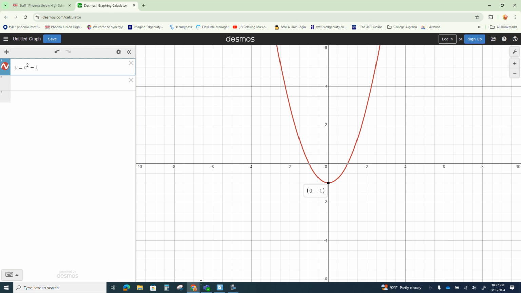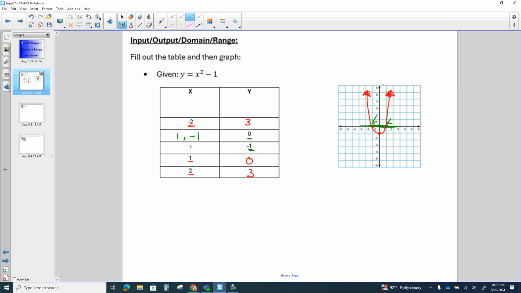My y is at negative 1. That means my x must be at 0. So you can use Desmos to kind of fill in that table, but you want to look at the graph and then find where whatever variable you're looking for falls. All right, so this is kind of how you've been doing it, hopefully when you were in the lower levels, and it was kind of review.